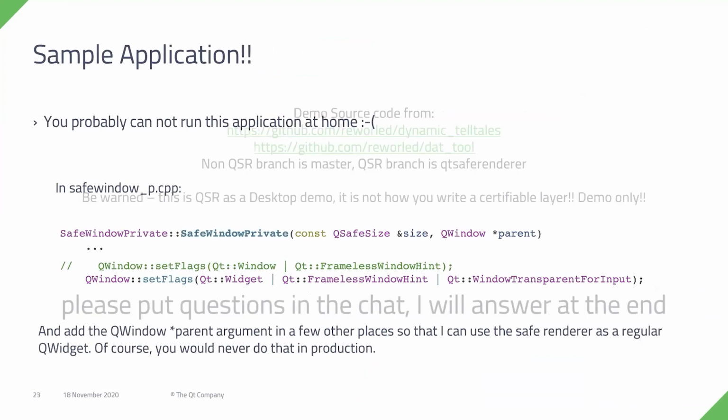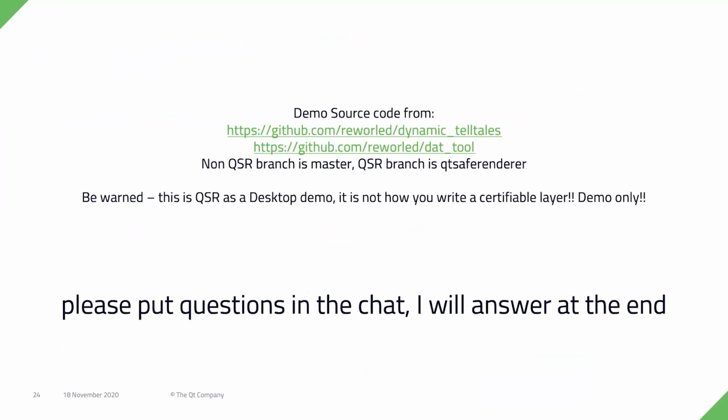Okay, demo source code is available, or should be available, from these places here. I've also provided a simple tool which will allow you to create the DAT files read by the Safe Renderer for safe pictures from any image. It's a fairly straightforward little application.